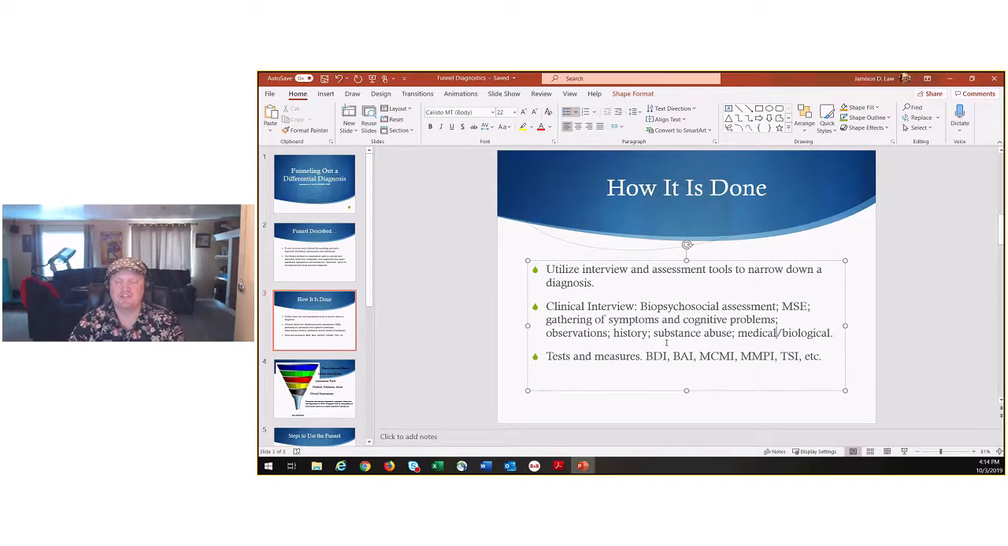And tests and measures. If you haven't taken that class yet, it's okay. You will have a chance, and you will continue to have opportunities to use them and learn about them throughout practicum and your entire career. But some of those measures, these are all just acronyms for Beck Depression Inventory, Burns Anxiety Inventory, Millon Clinical Multiaxial Inventory, etc., etc.